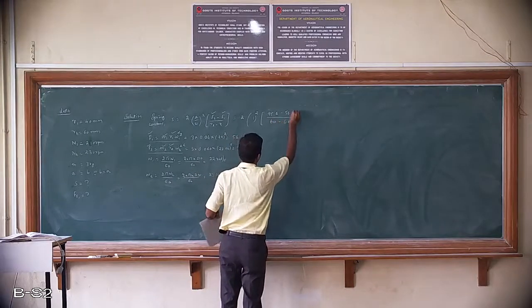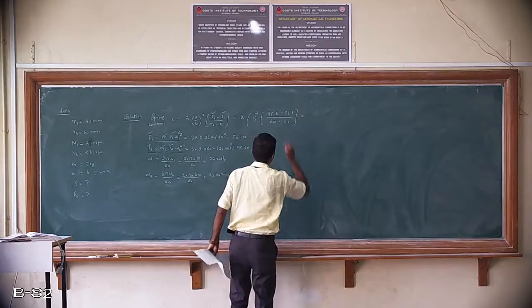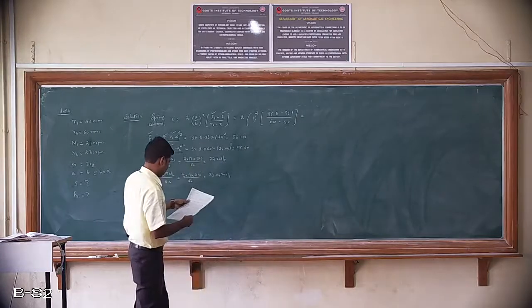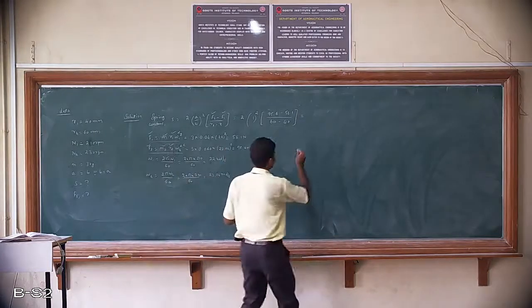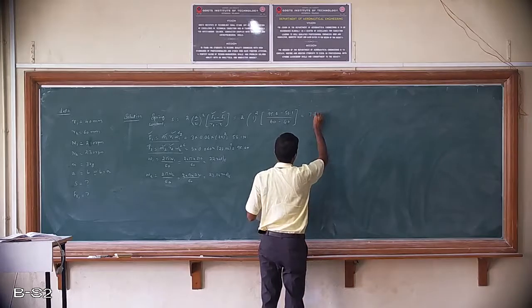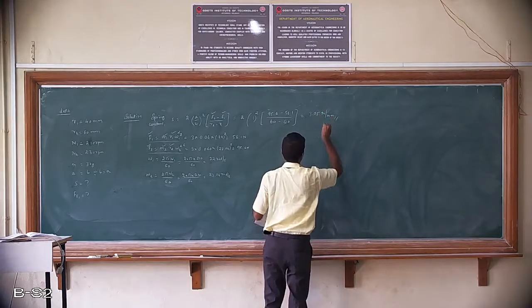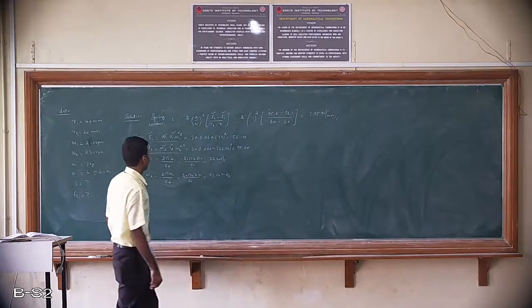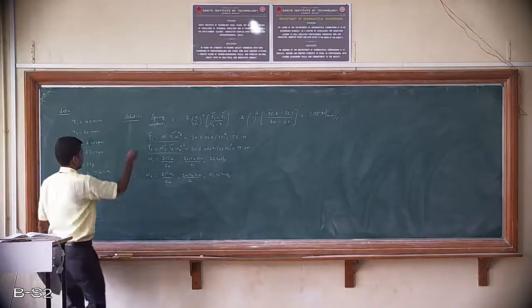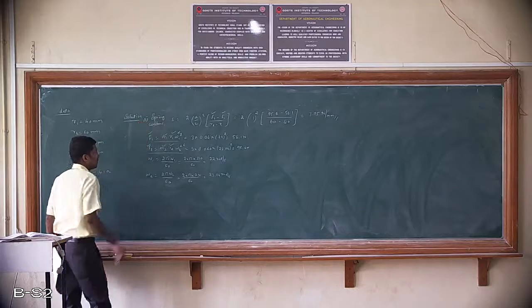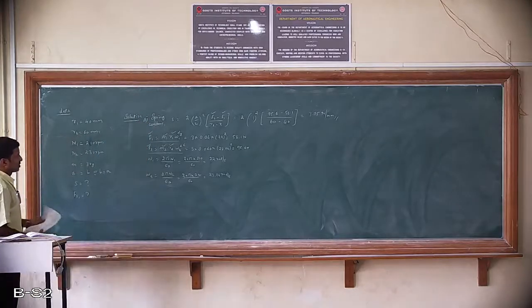So 60 minus 40, and you are going to get the value of the spring constant as 3.75 Newton per mm. So this is the value for spring constant, which has been asked as the first question. I hope everything is clear.